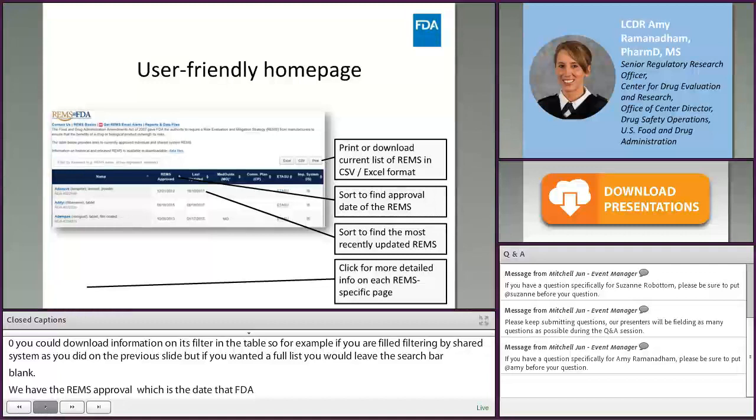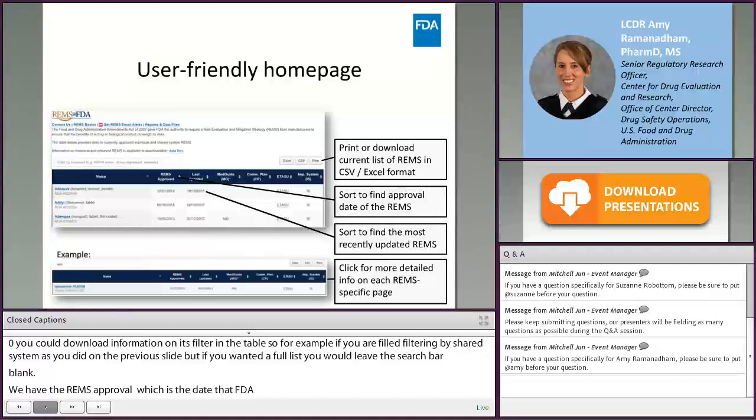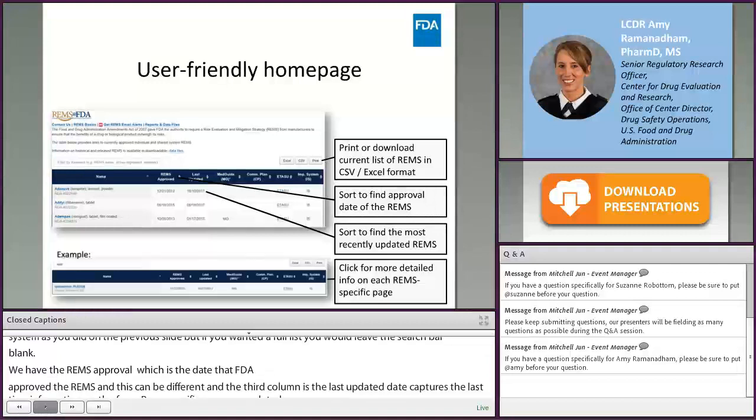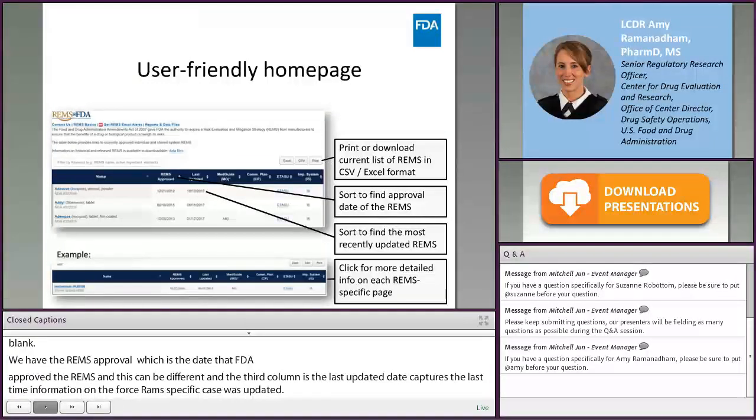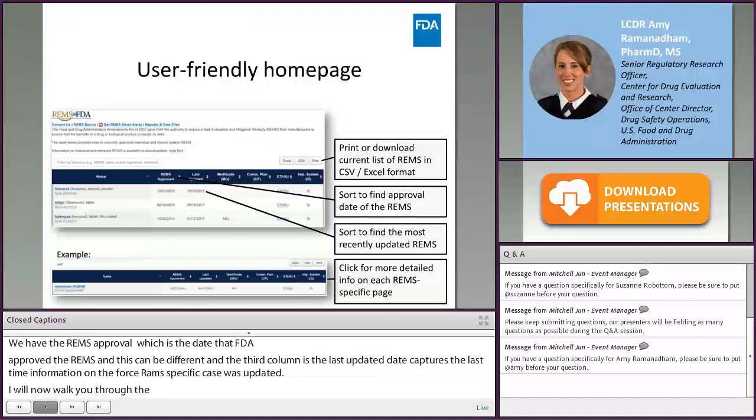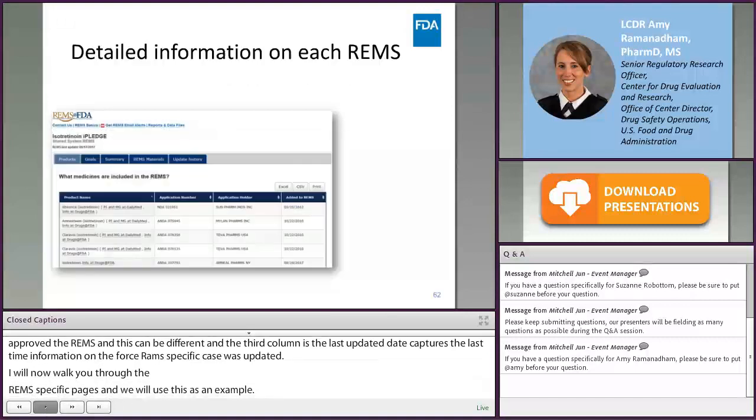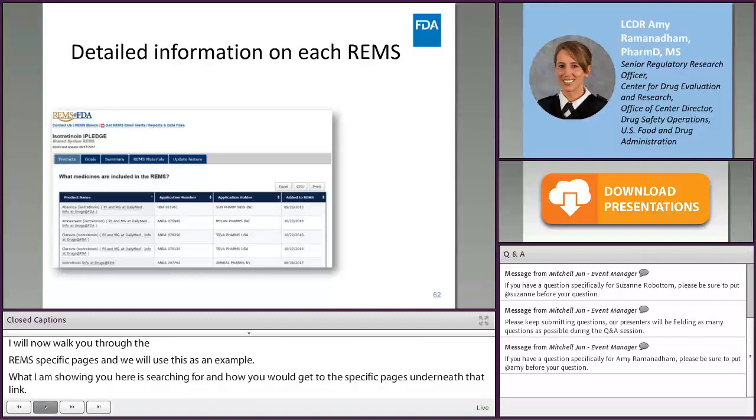So next, I'm going to walk you through the REMS specific pages, and we're going to use isotretinoin iPledge REMS as an example. So what I'm showing you here is searching for isotretinoin, and how you would get to the REMS specific page is selecting that link underneath. All right, so when you open this page, you would come to this view. So notice along the top, information on the REMS specific page is organized by tab.